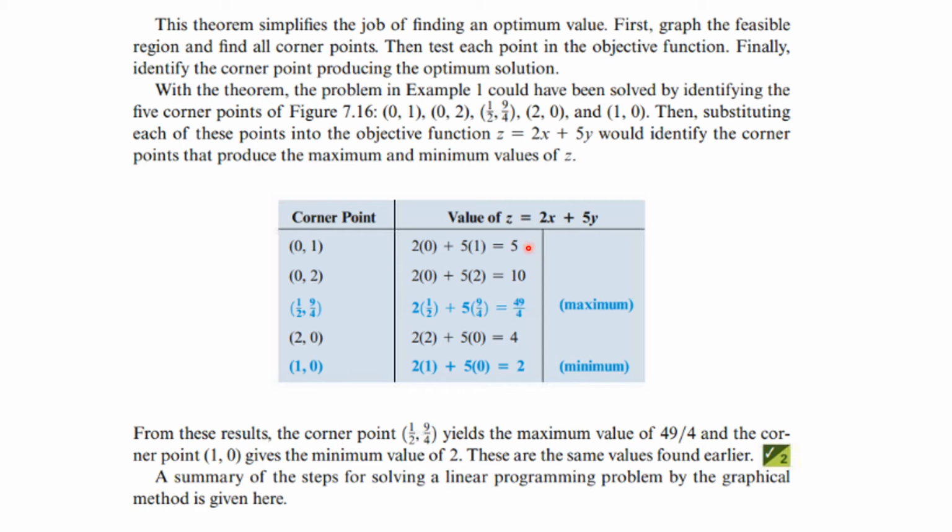So when I put the first one in, I get 5, the second one I get 10, this one I get 49 over 4, which is a little better than 12. Let's see, here I get 4, and here I get 2. So the maximum happens here, and the minimum happens here. So that says that the solution is, the objective function is 49 over 4, and that happens when x is 1/2 and y is 9 over 4, and the minimum happens when x is 1 and y is 0, and the objective function is 2. So those are our solutions, and now we have solved one problem completely.